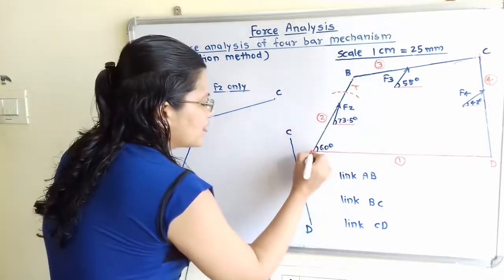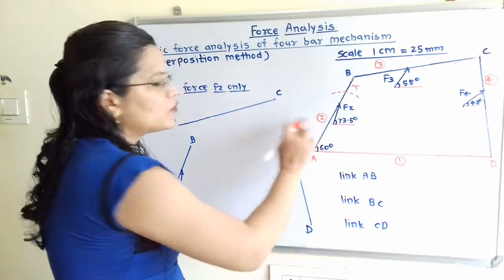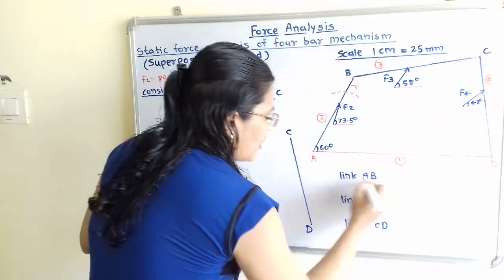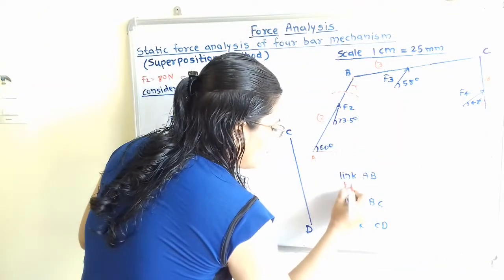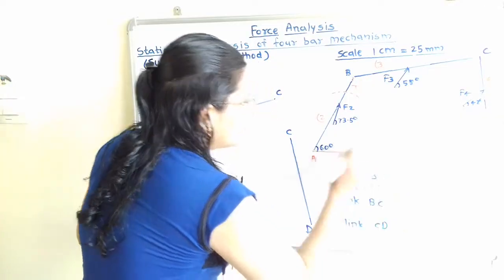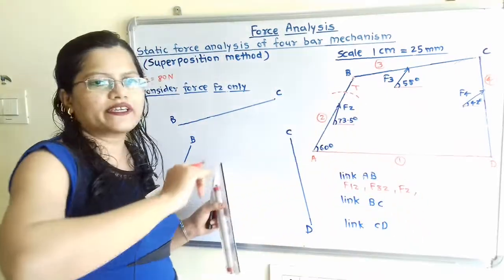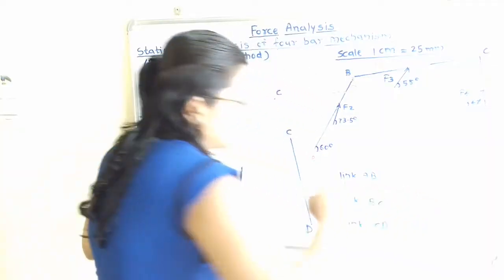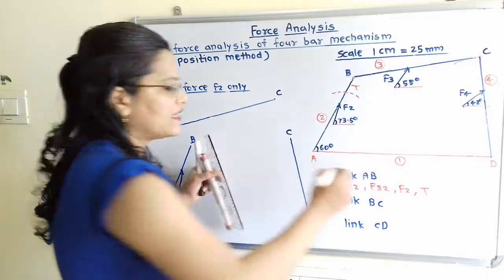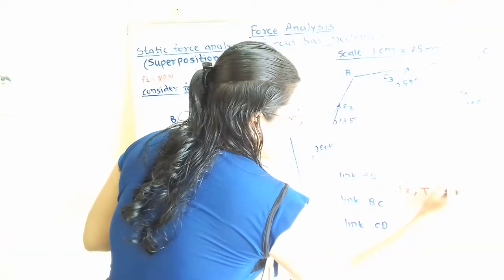Now how to identify this member AB? If we observe, here is the point of contact A as well as B. Through this A, F of 1 to 2 is getting applied, and through this B, F of 3 to 2 is getting applied. So I will write here the forces F of 1 to 2, comma F of 3 to 2. Then here this force F2 is getting applied, and we have to find out this torque T. So here is the torque that is to be applied on this link AB. So if we identify this link AB, then it is a 3 force, 1 torque member.